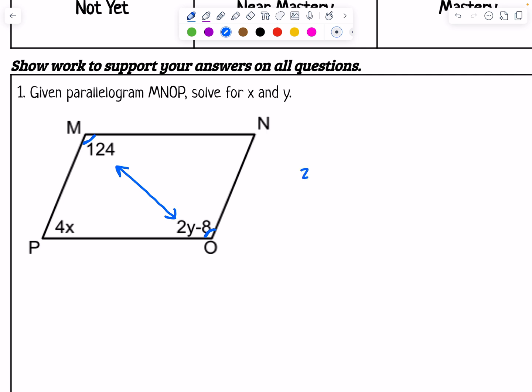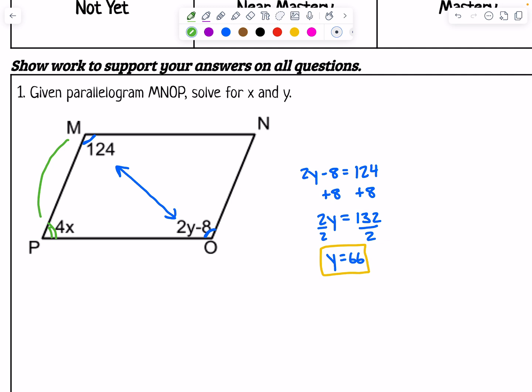So I'm going to say 2y minus 8 would equal 124 to help me solve for y. So first I'm going to add 8, and I get 2y would equal 132. And then I'm going to divide both sides by 2, and I will get y is equal to 66. But then I just need to go back and find x. So x, I notice, is in angle P.